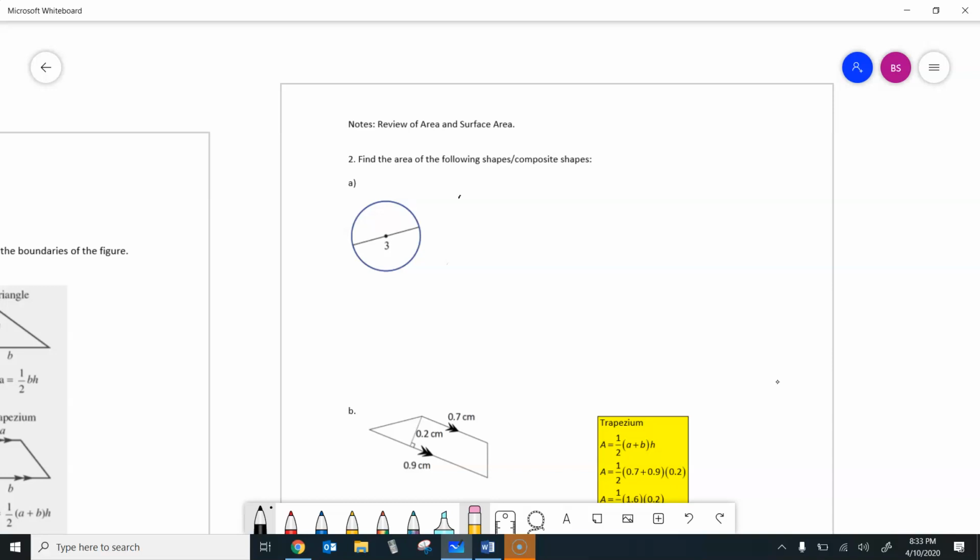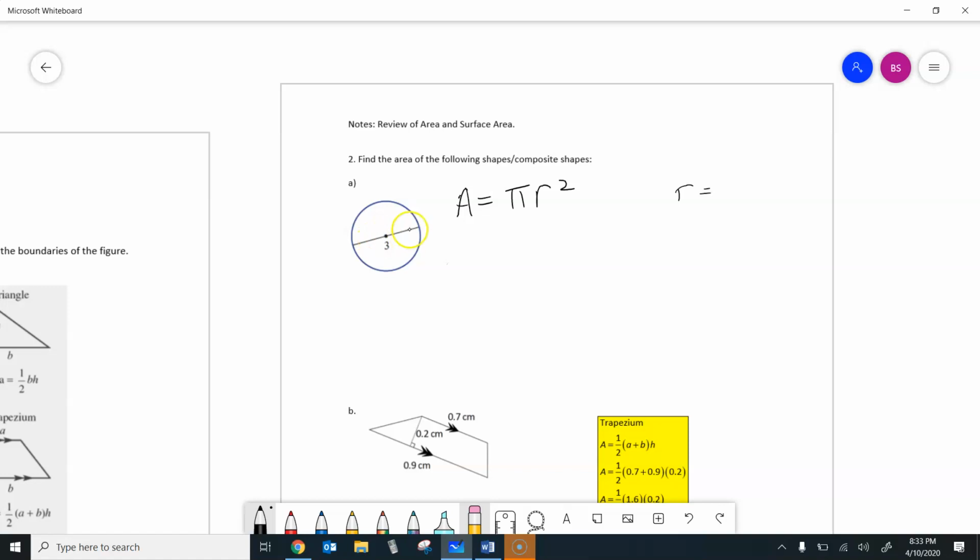So this is the area, back to you now. We're trying to find the area of the shape, which is a circle. So area of a circle is pi r squared. R stands for the radius, but in this case, we are given the diameter. So the diameter is a line that goes through the center of the circle and goes from one end to the other end of the circle. The radius is half of that.